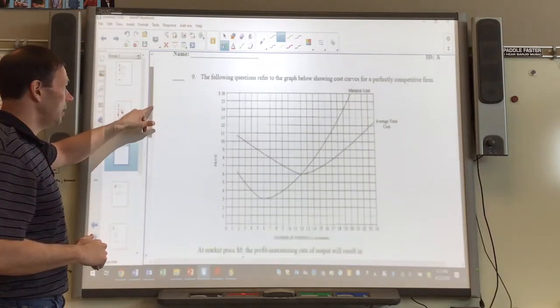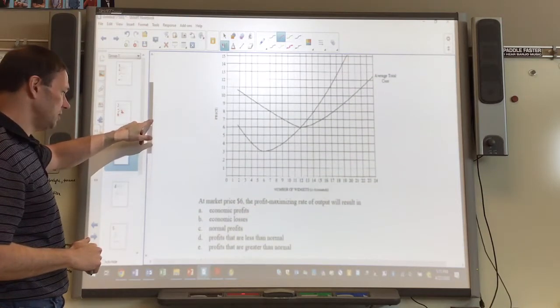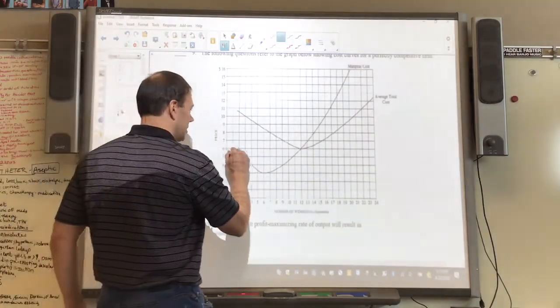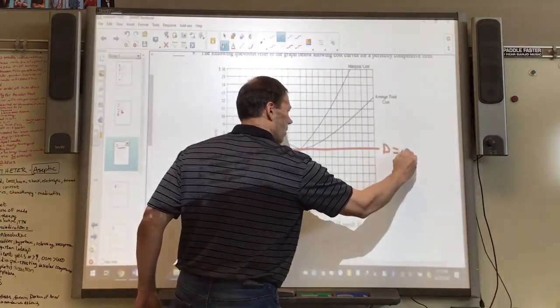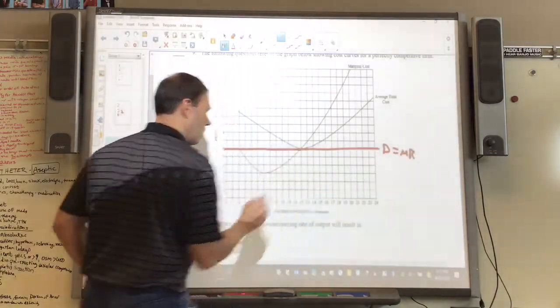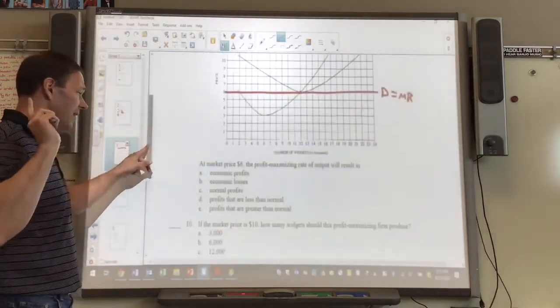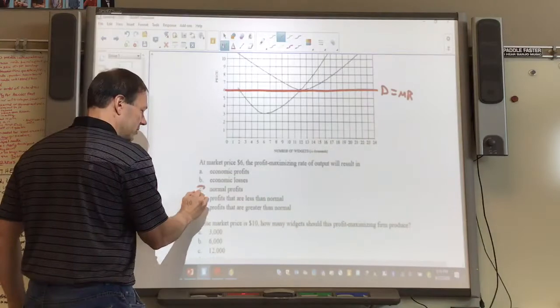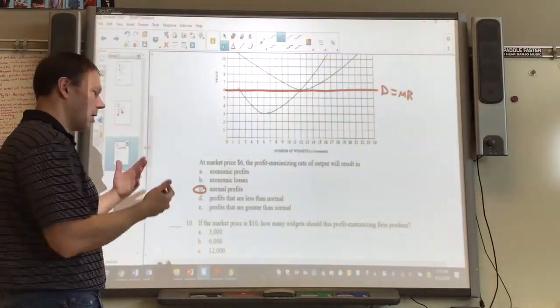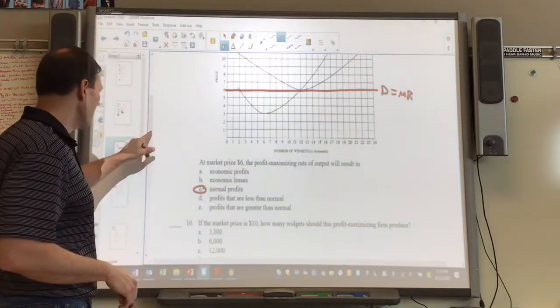Number 9, okay, you got this graph here for these questions. If the price is $6, which is right here, so that's our D equals MR. Okay, at that point, you are breaking even. Now, when we say breaking even economically, you are making normal profits, usually called accounting profit. That's what I call it. Normal profit is the same thing.